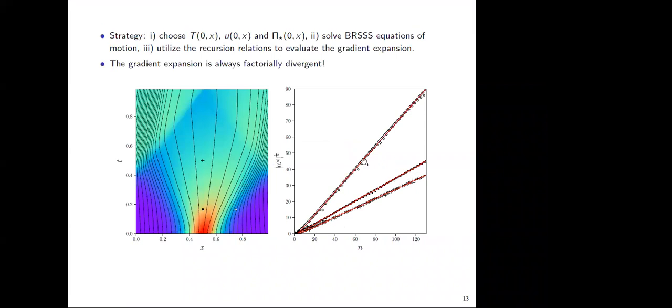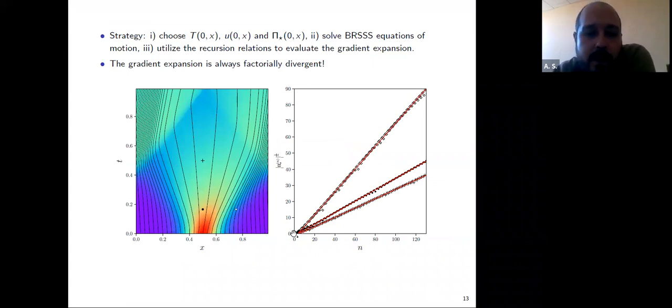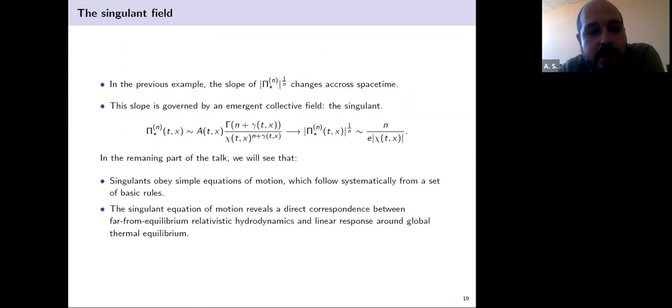So if you look at this example that I represented here, you will notice that the slope of the gradient expansion changes from a space-time point to a space-time point. It turns out that you can think of this slope as being governed by an emergent collective field, which we are going to refer to as the singulant. So what is the singulant? Well, if you adopt the following factorial over power ansatz to describe the large order behavior of the gradient expansion coefficients, the singulant, which is a field depending on spacetime, is controlling the geometric correction to the leading order factorially growing behavior. And in particular, it controls the slope of the gradient expansion when evaluated at a given spacetime point through its norm.